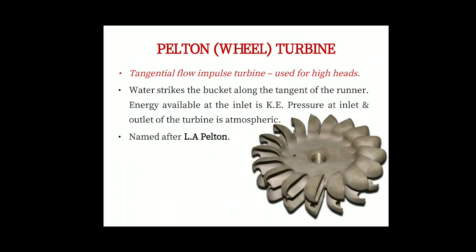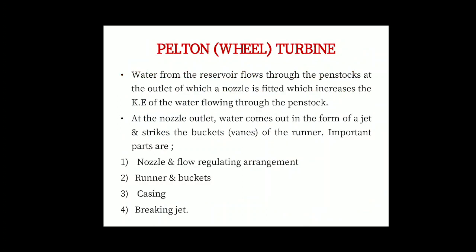Now, let us see what a Pelton wheel or Pelton turbine is. This is used for high heads. It is a tangential flow impulse turbine. It is named after L.A. Pelton. So, water strikes the buckets along the tangent of the runner. Energy available at the inlet is kinetic energy, and pressure at the inlet and outlet of the turbine is atmospheric.